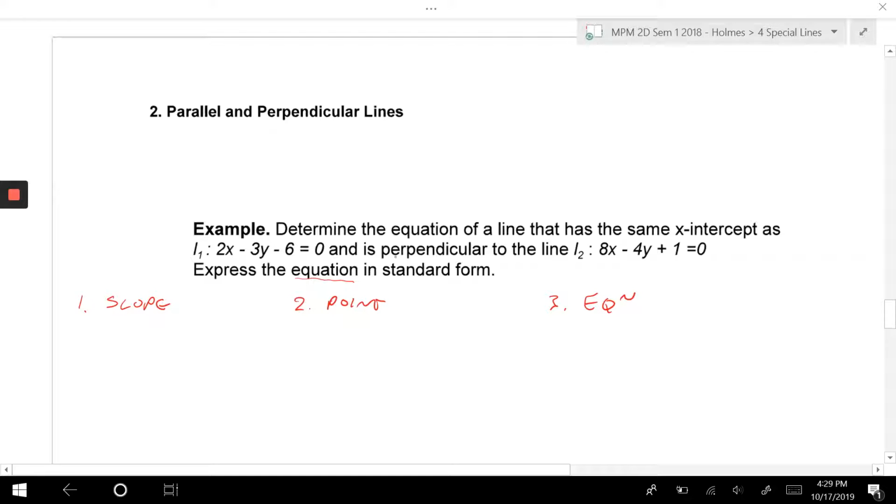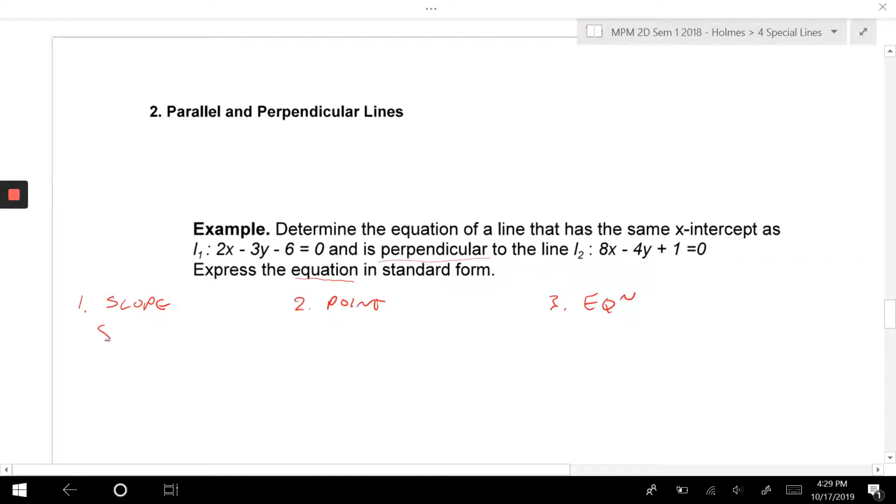So do I have a slope? Well, if it's perpendicular, as soon as I see that word, alarm bells go off to think about slope. So it's perpendicular to this line. If I can find the slope of that line, line 2, then I know that the slope I need is going to be perpendicular to that. So it's going to be the negative reciprocal of that slope.